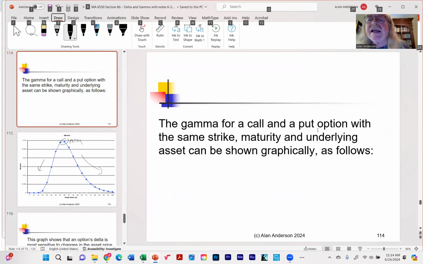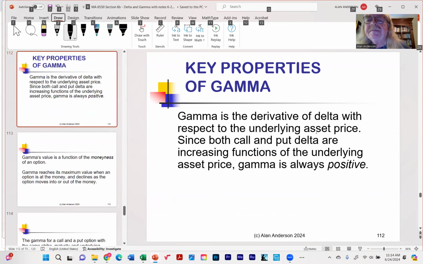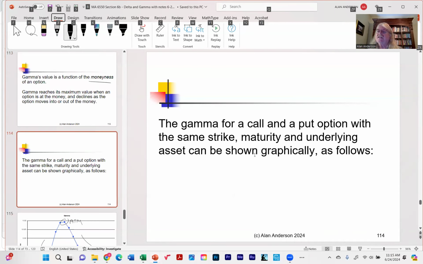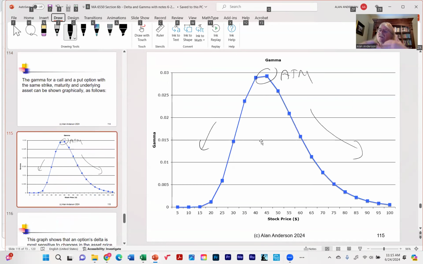So the thing about the gamma is that, number one, it's always positive because you saw those curves have positive slopes throughout. Number two, its value depends on the so-called moneyness of the option. It's always at its peak when the option's at the money, and it falls off as we move away from the money. And the most interesting thing is that it's identical for calls and puts that are themselves based on the same asset, the same strike price, and they have the same time to maturity. We don't need a separate formula for put and call gamma.